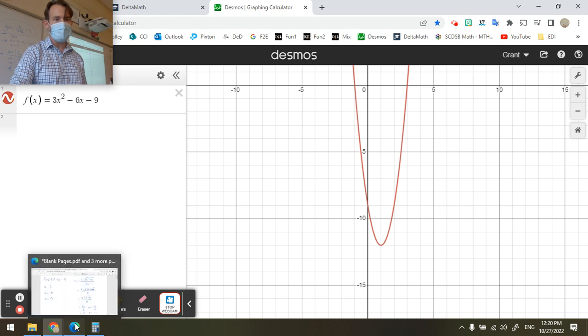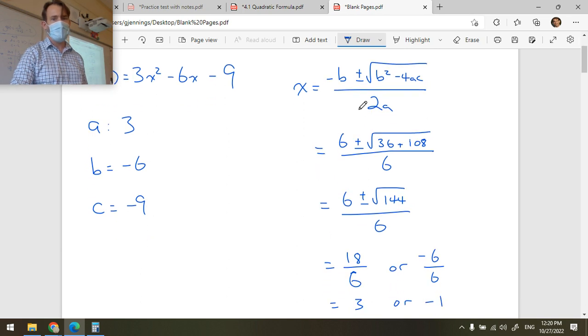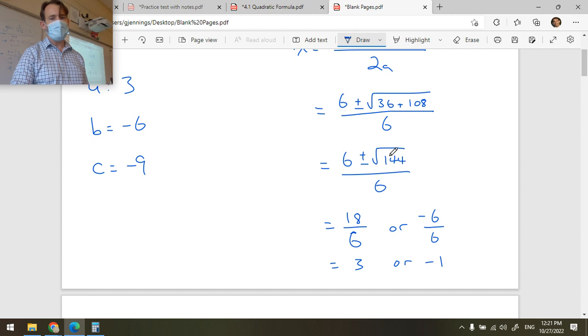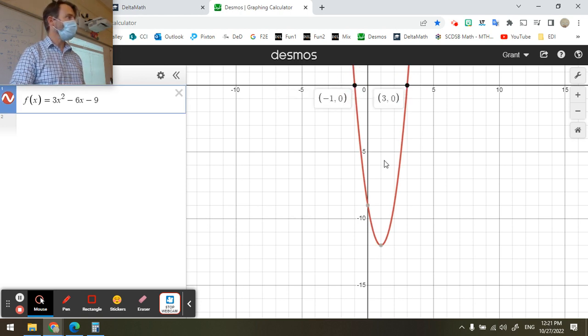Here's the quadratic formula for 3x squared minus 6x minus 9. Okay, my a is 3, my b is minus 6, and my c is minus 9. When I work that out, I end up with 6 plus or minus the square root of 144 over 6. The square root of 144 is 12. So 6 plus 12 is 18 over 6, which is 3. And 6 minus 12 is negative 6 over 6, which is negative 1. Great. That's these values here, negative 1 and 3. So quadratic formula for the win.